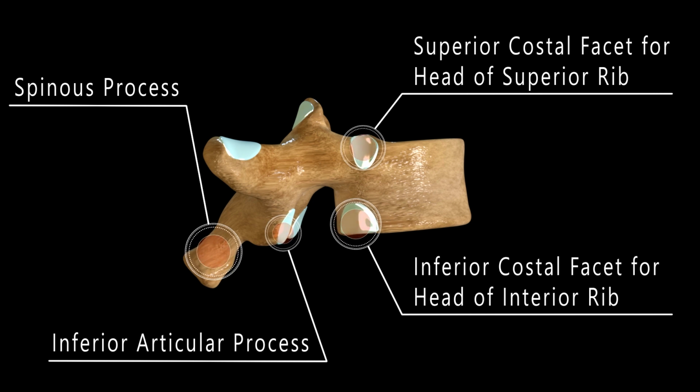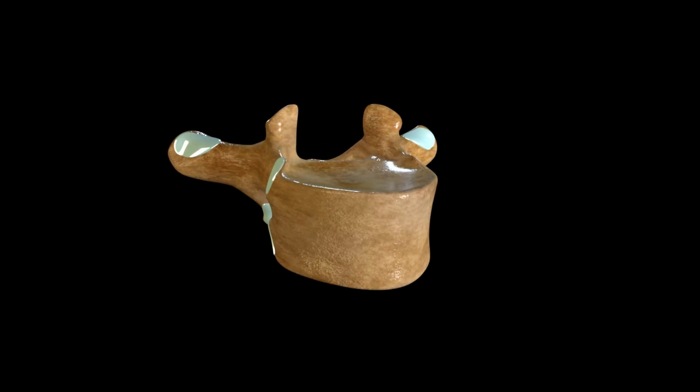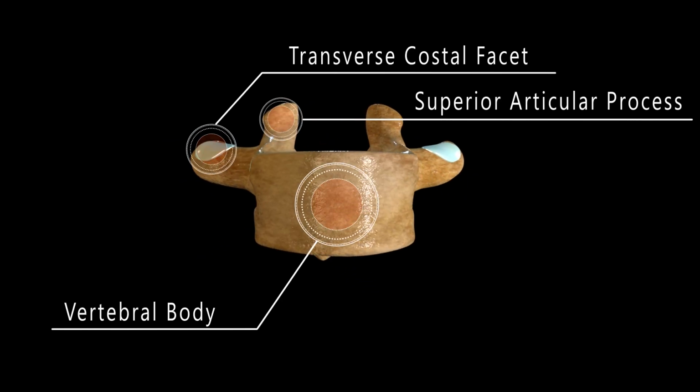You can also see the inferior articular process of thoracic vertebrae. These processes form joints with the adjacent vertebral bodies, allowing for movement and stability in the thoracic spine. From this angle, the larger part of the vertebrae is called its body. There is also the superior articular process, which forms a joint with the adjacent vertebral body, allowing for movement and stability in the vertebral column.